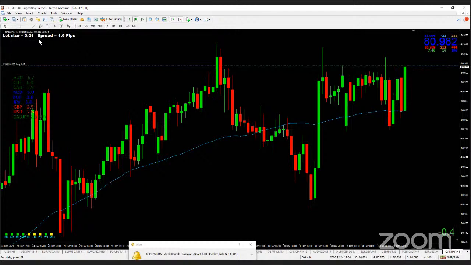There is this lot size calculator that is also free. It gives you an idea of what lot size you should use for your trades. If, for instance, you're going to enter a trade on CAD JPY like I just did, it works out your account balance. You don't have to type in your account balance. It works it out and gives you the suggested lot size you should use.